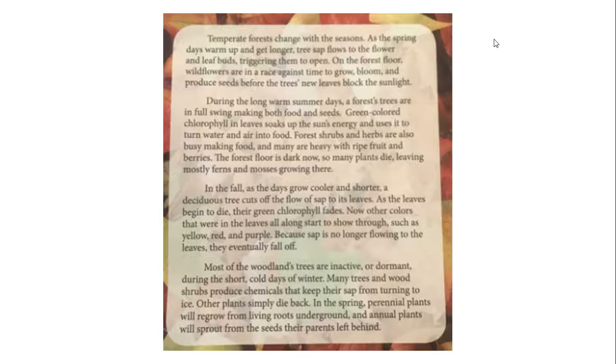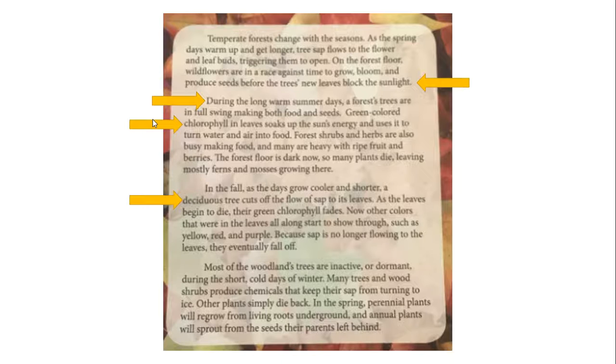So from this passage, I found a lot of important information. So the first thing I'm going to do is tag that in my text. So this line here, produce seeds before the tree's new leaves block the sunlight. So this is a race against time. I saw here that trees, they make both food and seeds, and I saw that they're using chlorophyll in their leaves to soak up the sun's energy. So that is how they're getting their energy, and that's how they're making their food.